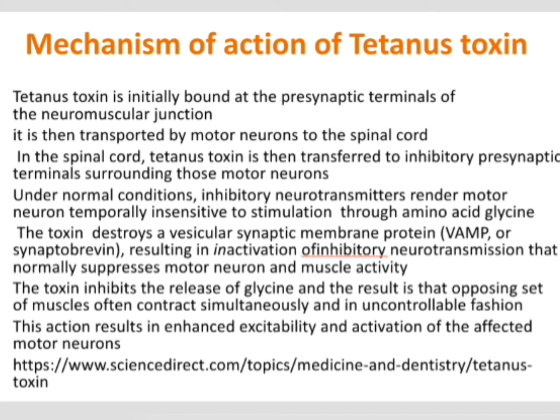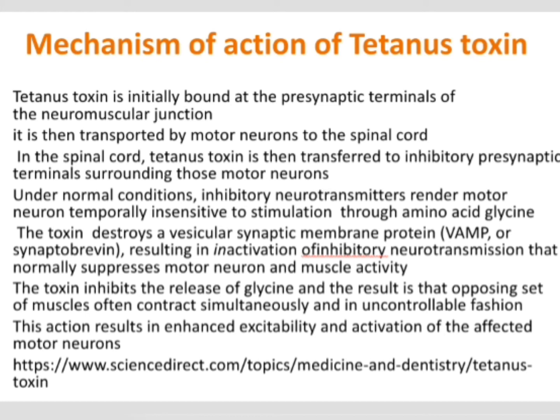So when the tetanus toxin is present, it will bind with the vesicular synaptic membrane protein present in this inhibitory neurotransmitter, and it will result in the inactivation of these inhibitory neurotransmitters, which in normal case will suppress the motor neuron activity so that the muscle contraction is stopped and it can relax in the next second. The toxin inhibits the release of glycine.